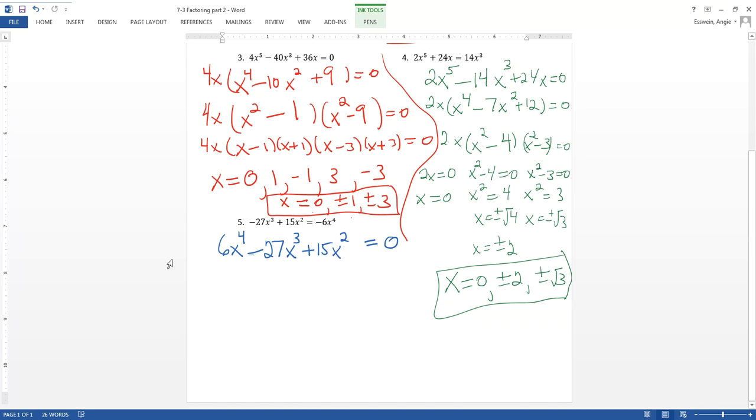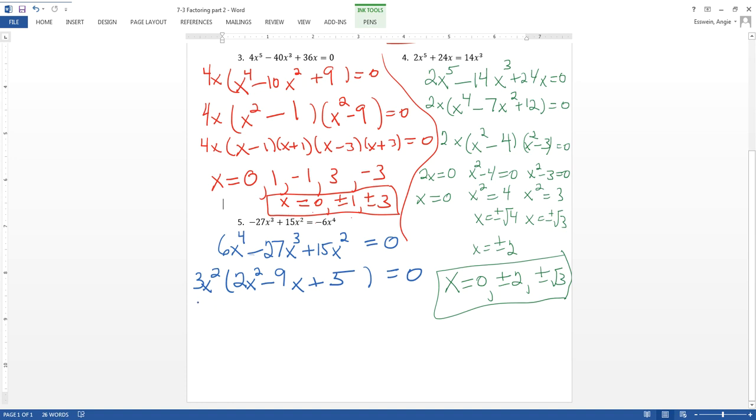Now we have to take out the GCF, so it is 3x squared. We don't want to deal with that if we can take it out. So if you think of dividing this into each term, 3 goes into 6 twice, x squared goes into x to the 4th, x squared, and this is minus 9x, and then plus 5. So we've taken out the GCF, and then we are going to set each factor equal to 0 and solve.